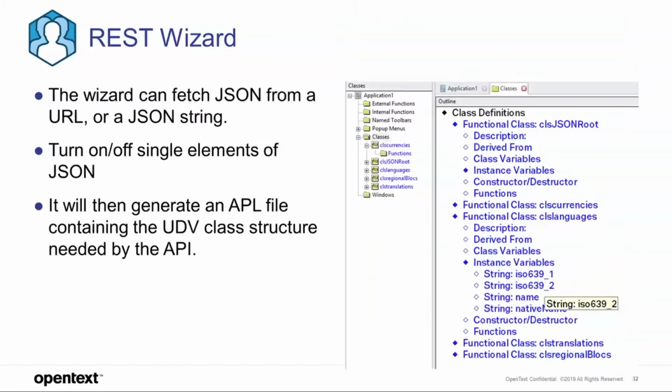So let me go to the next slide. The wizard can fetch JSON from a URL or a JSON string, as I mentioned. You can turn off or on single elements of the class to generate, and there will then be an API file that you can include into your application to consume those REST services. And this is really very helpful, especially if you have complex returns, including arrays and UDVs and everything, then this has become really very easy now.